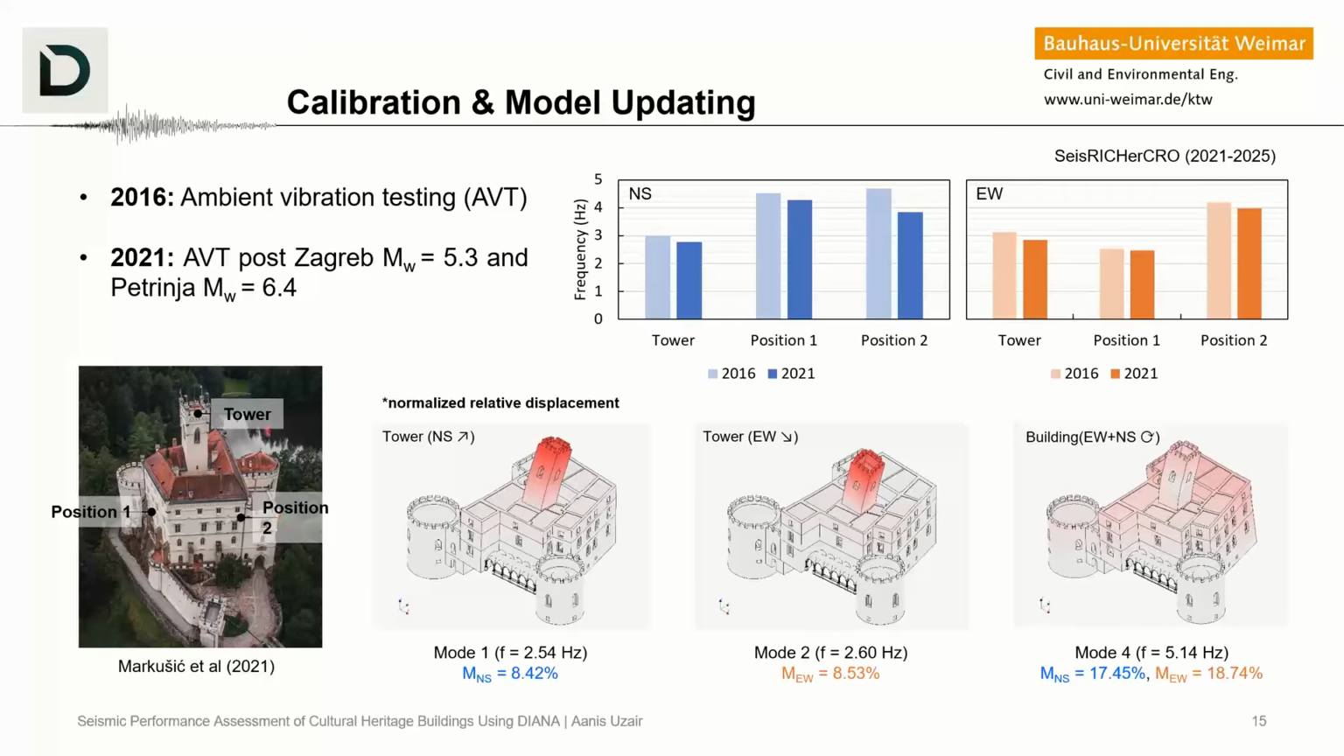Then we change the material properties, we look at the error, we minimize the error, and then after minimizing the error, we look at the response of the structure, and we see that we can identify the frequency of the first mode shape, which is around 2.54 Hertz in the north-south direction. The north-south direction is here, the tower frequencies are here, and you would see here it is around 2.8.